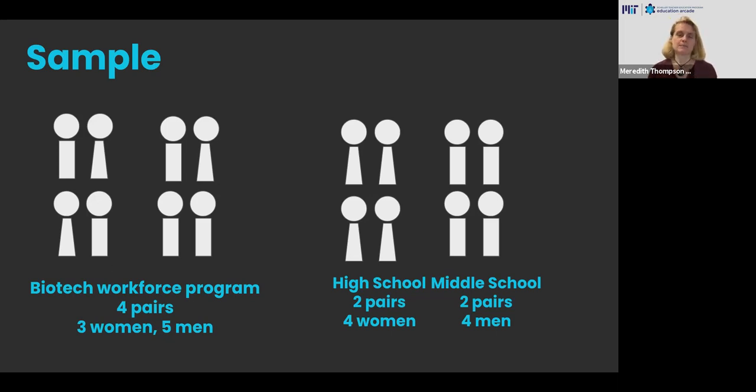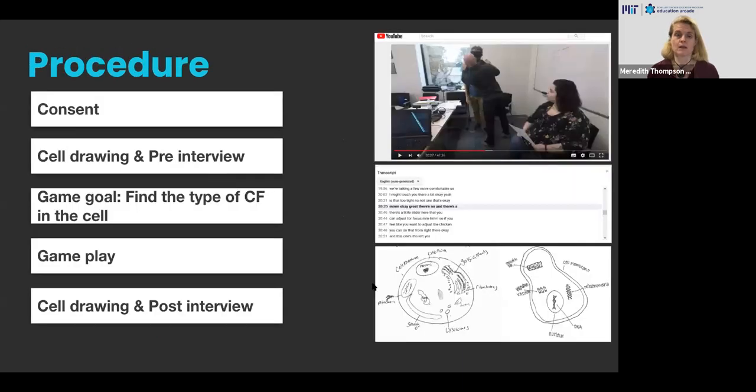So let's talk about our sample. Our sample is 4 pairs of 8 pairs total. 4 pairs are from this biotechnology workforce program. 3 of them are women, 5 of them are men. We have 2 pairs from high school, and then 2 pairs of men from middle school.